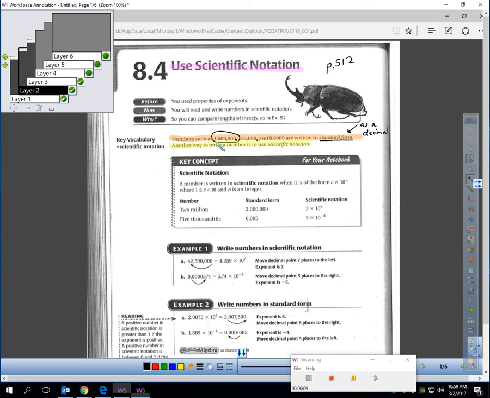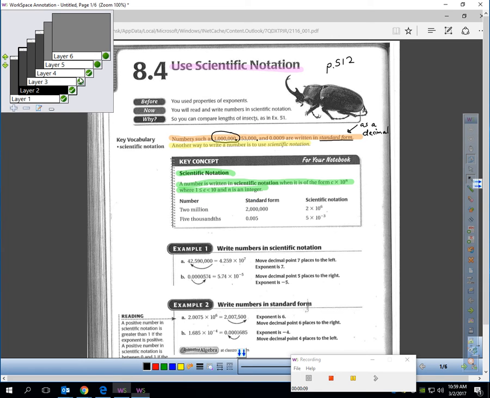However, another way to write a number is to use scientific notation. Scientific notation is when you write a number in the form c times 10 to the nth power, where c would be a number that's at least 1 but less than 10, and n is an integer.